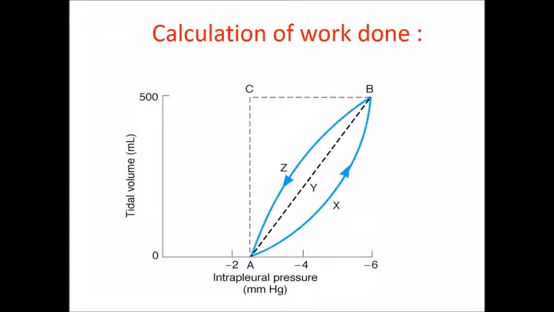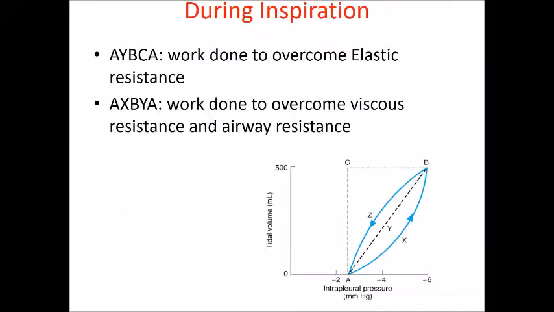Now let us discuss what to do to calculate work of breathing. Let us start with inspiration. You all know inspiration is an active process, so there must be work done. Now again see the graph. Now focus on the triangle AYBCA. So this is the area which is reflecting work done to overcome elastic resistance.